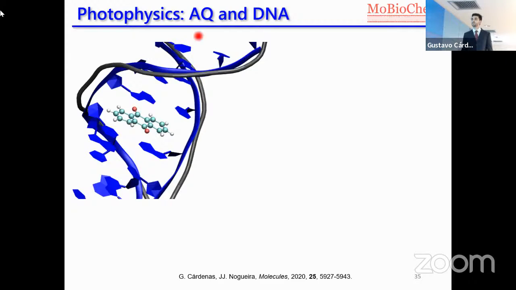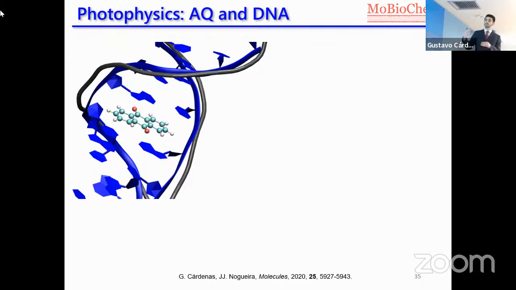So here's our system under study. This is a double-strand model of DNA. This is our guanine and cytosine. The first thing that we did was to consider the different potential conformations that anthraquinone could assume within this binding mode. So what we did was to perform molecular dynamics simulations.